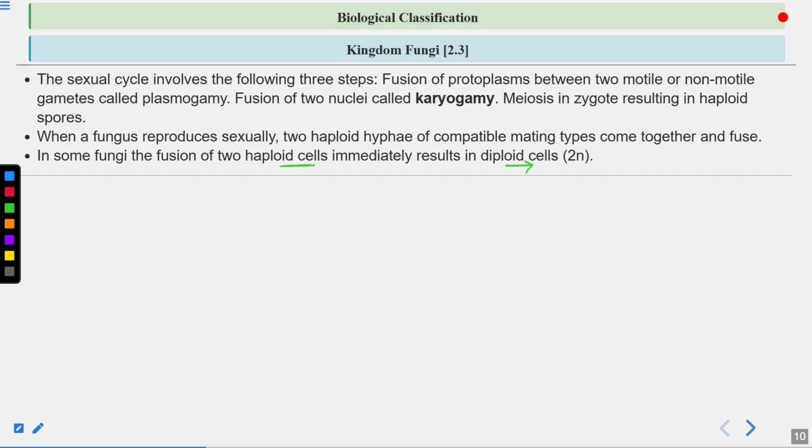So immediately the nucleus fuses to form the diploid cell. Clear? So two hyphae which were N were fusing together. Sometimes they fuse immediately to form a diploid cell, meaning 2N.